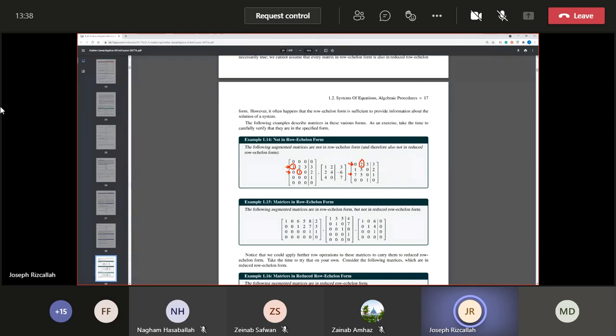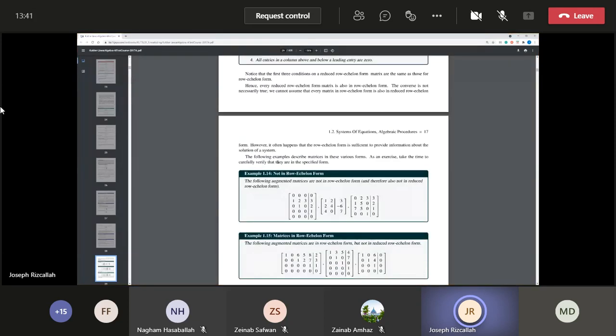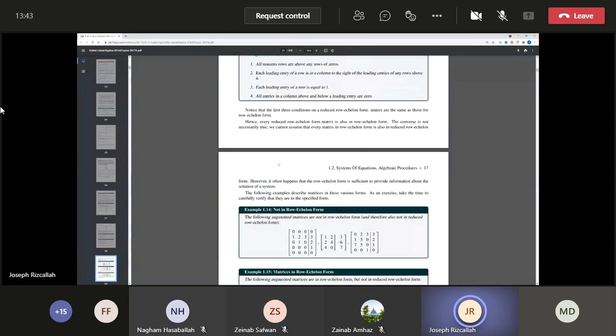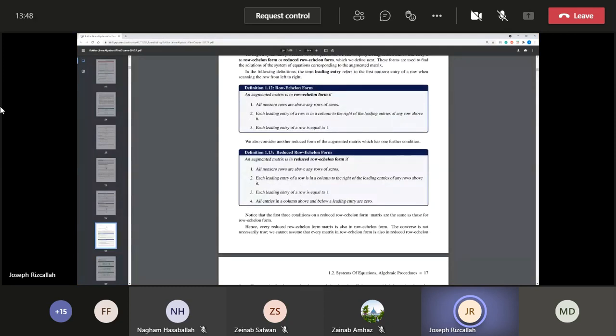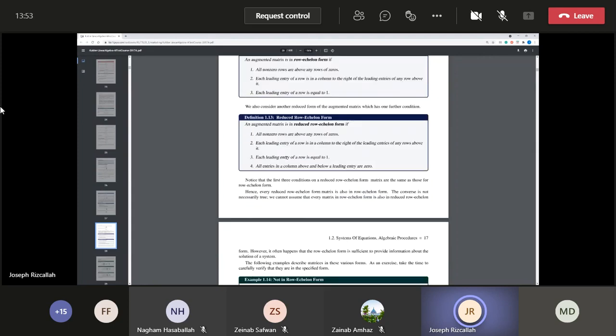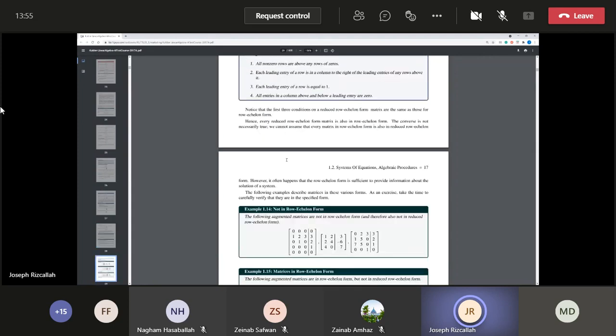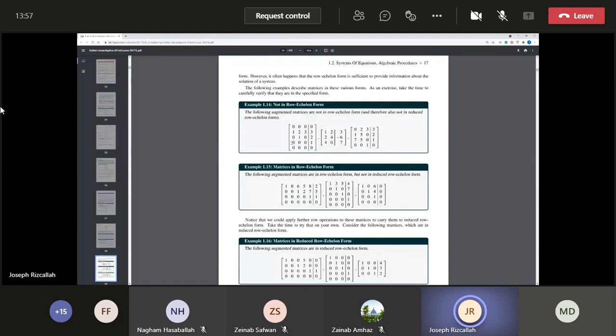Okay, and now what is the second condition? The second condition has to do with the leading entry, so let's read it carefully. The leading entry of a row is in a column to the right of the leading entries of any row above it. So for example, here, the leading entry in this row, which is this number 1, is to the right of the leading entry of the row above it. So this example satisfies the condition.